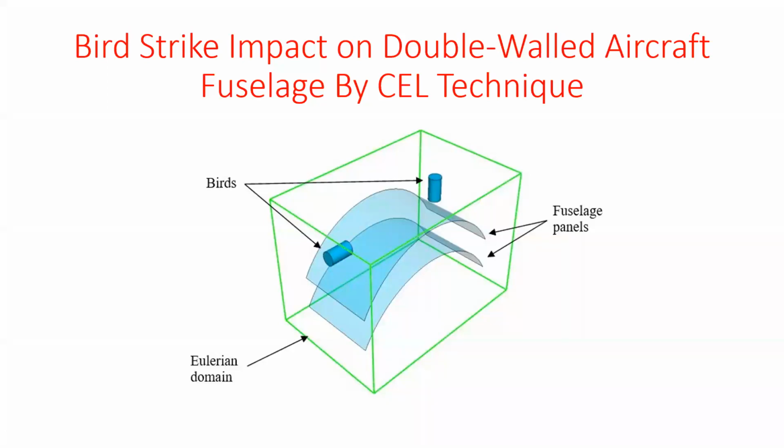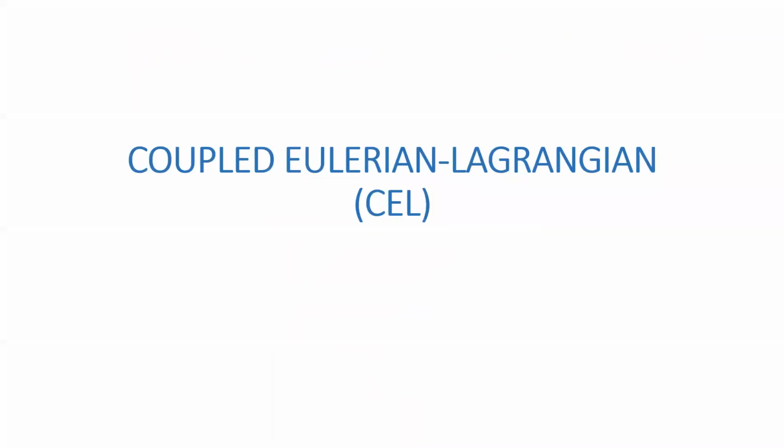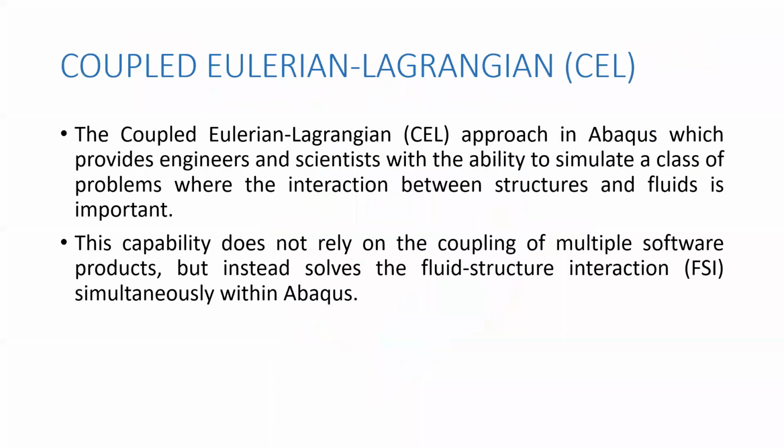First we will understand what the CEL technique is. That is the coupled Eulerian-Lagrangian technique, short form CEL. The coupled Eulerian approach in Abaqus provides engineers and scientists the ability to simulate a class of problems where the interaction between structures and fluids is important. This capability does not rely on the coupling of multiple software products, but solves the fluid structure interaction simultaneously within Abaqus. So we don't need multiple software; in Abaqus only we can solve this type of problem. This is a fluid structure interaction.